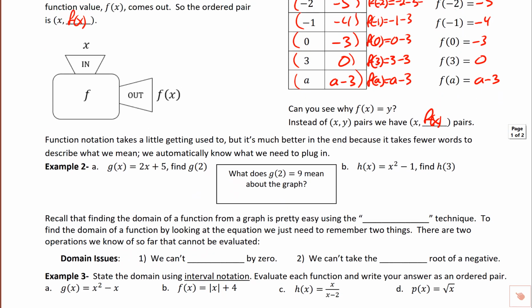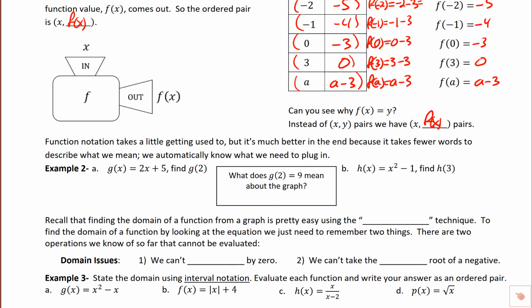Now, function notation does take a little bit of getting used to, but it is a lot better in the end because it makes it so all we have to do is say f of 6, f of 2, and everybody knows what we're talking about. We automatically know what we need to plug in. So if we look at example 2a here, we've got g of x. So notice that the name of the function has changed. Instead of calling this f of x, we just say g of x. It's a different function than we had up above. And we want to find g of 2.